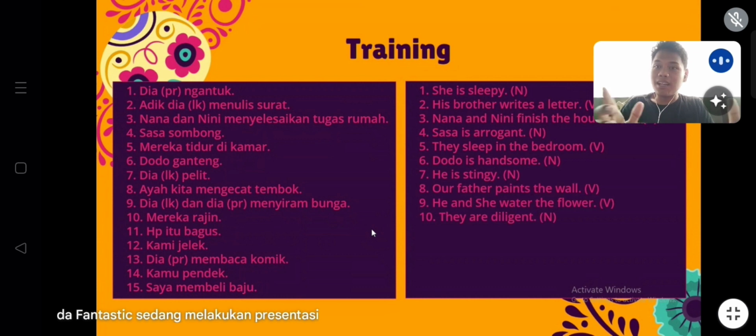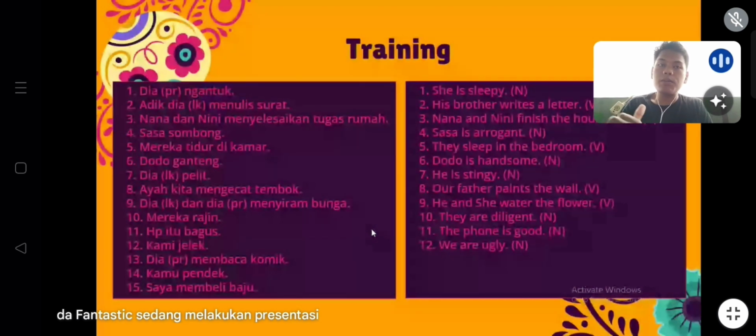Next is mereka rajin. It is they are diligent. It's the character of they, a noun again. The phone is good. It's the quality of the phone. We are ugly. Again, it's nominal. It doesn't show any activity.